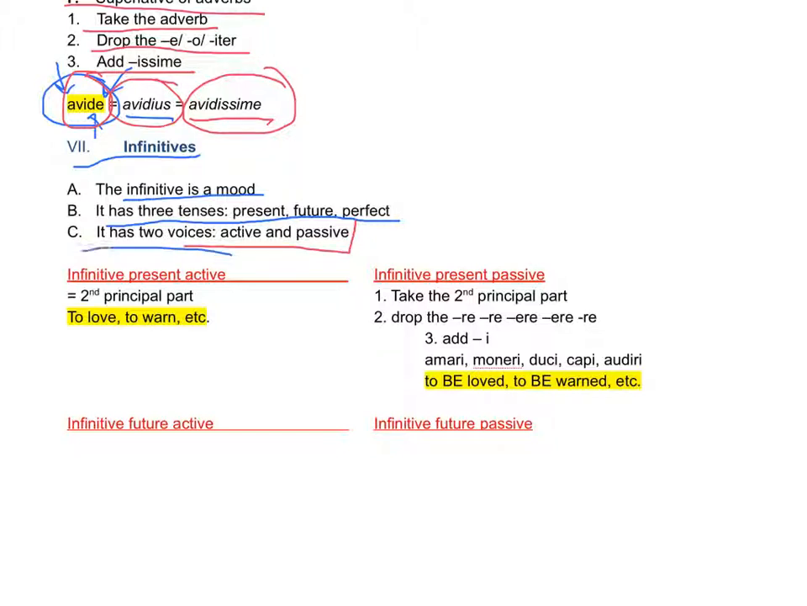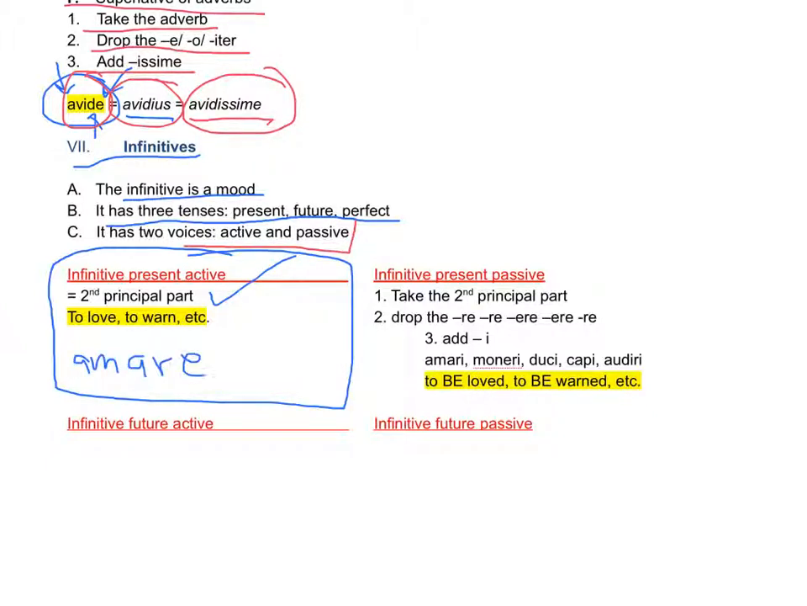So here's how you form the different infinitives. To form the infinitive present active, you take the second principal part and you've got it. For example, the second principal part of amō is amāre, and that is the infinitive present active. It means to love. Second principal part of moneō is monēre. It means to warn. To love, to warn. The infinitive means it has no limit, no finis. It is infinite, which means it is not limited by person or number, I, you, he, she, it, does not apply to the infinitive.